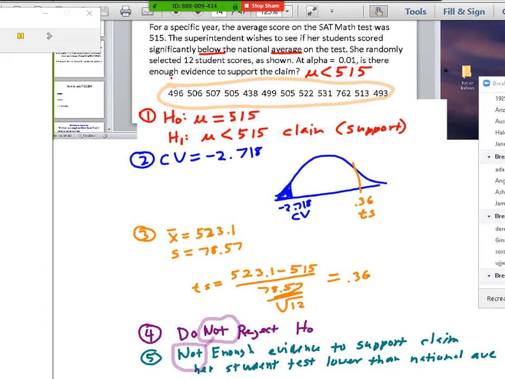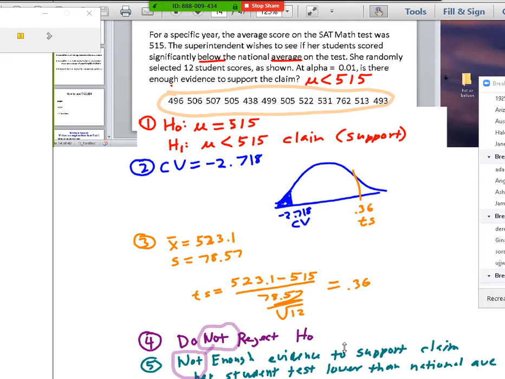To support the claim, support comes from, again, H1 is my claim, so I'm going to use the word support there, that students test lower than the national average. So that her students test lower than the national average. So those are the basics. All right, any questions? Are you guys good?